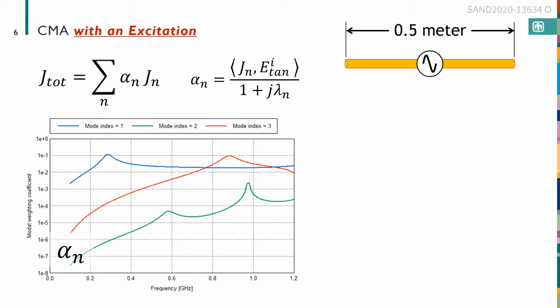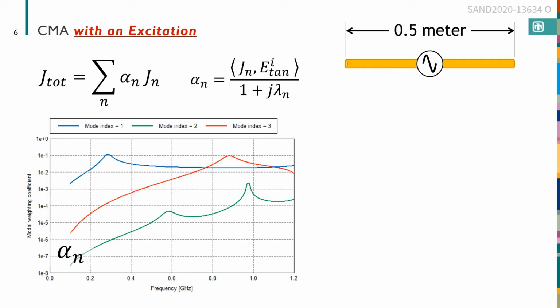I know everybody here is familiar with CMA, but I want to remind you of a few details about CMA with an excitation, and I want to do that through another simple example of a half-meter long dipole. So you can calculate the modes of the structure, and you get the usual half wave, full wave, and 3/2 wave current variation on the dipole. That's modes 1, 2, and 3 here.